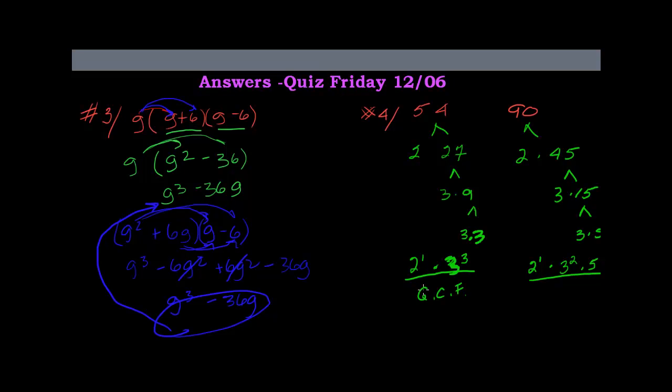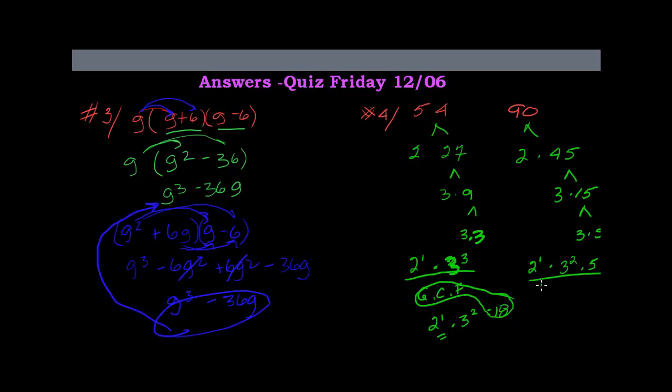For the GCF, you take what is common to both and the lowest exponent. So 2 is common to both, to the first. 3 is common to both, and we use the lowest exponent, which is the second. So that makes this 2 to the 1 times 9, which is 18, which is the greatest common factor.